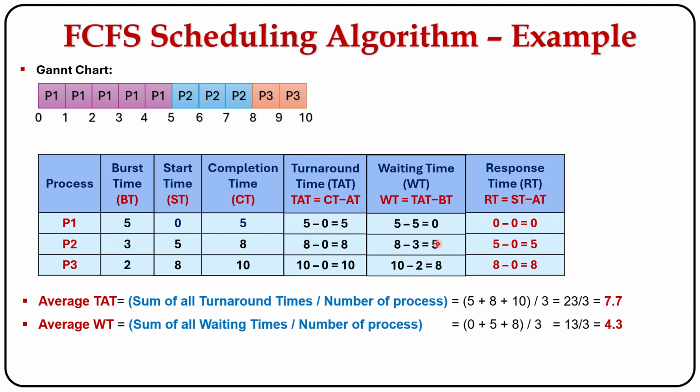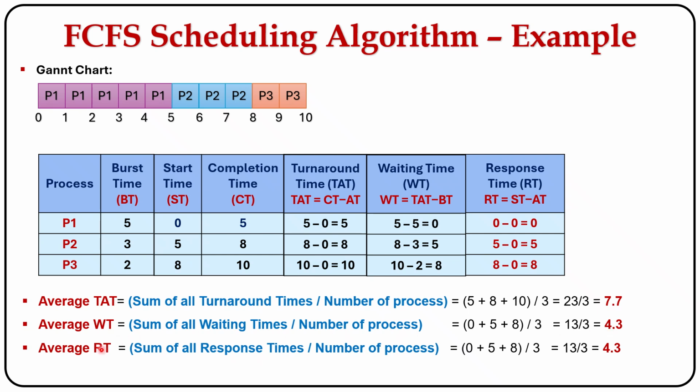So the waiting time for process P1 in this table is 0, for P2 is 5, and for P3 it is 8. So by substituting it in the formula, we get 0 plus 5 plus 8 divided by 3, and the value is 4.3. Finally, we can calculate the average response time using the formula sum of all response times divided by number of processes.